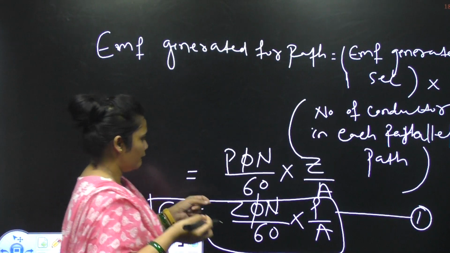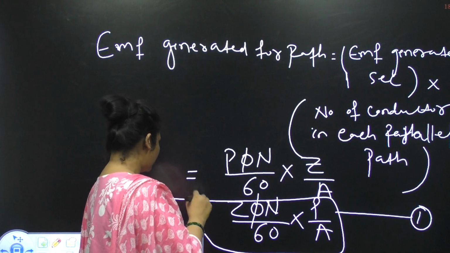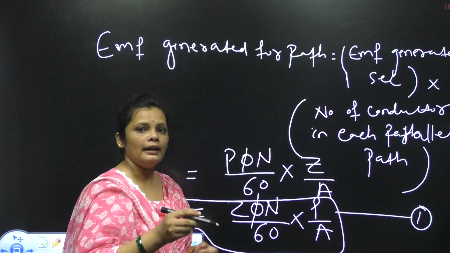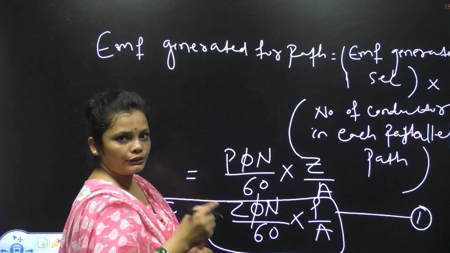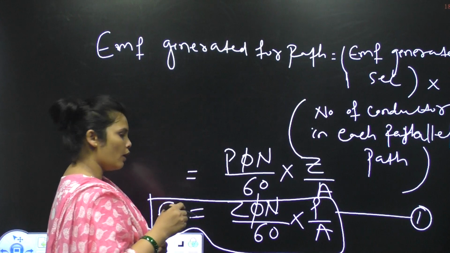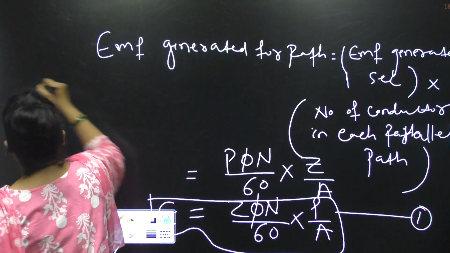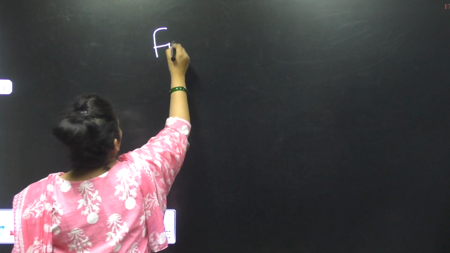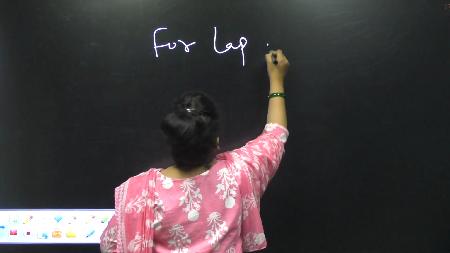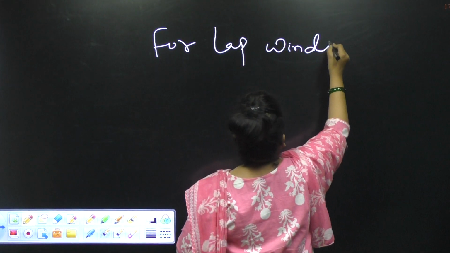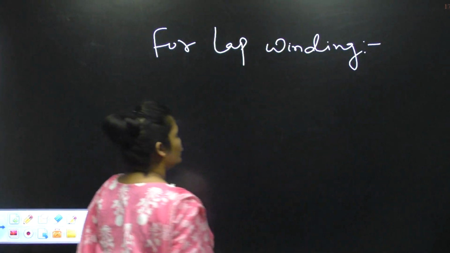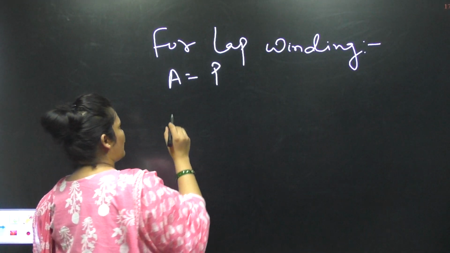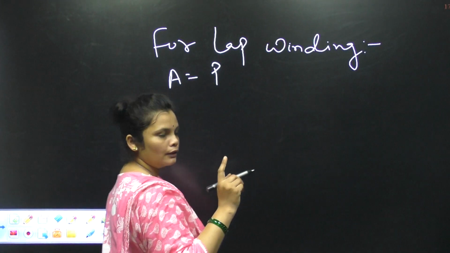Now we have to derive the EMF equation for lap winding and wave winding. So first of all, we derive the EMF equation of lap winding. For lap winding, we already know that A equal to P. So put this value in equation 1.